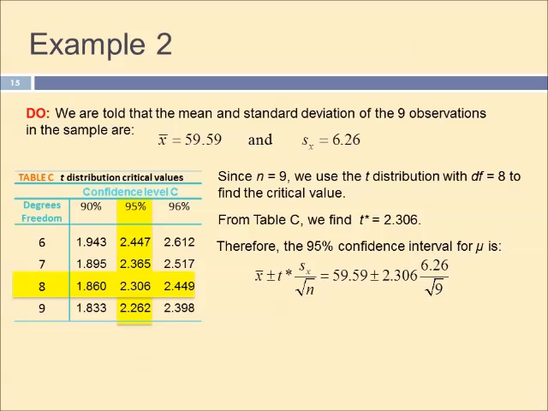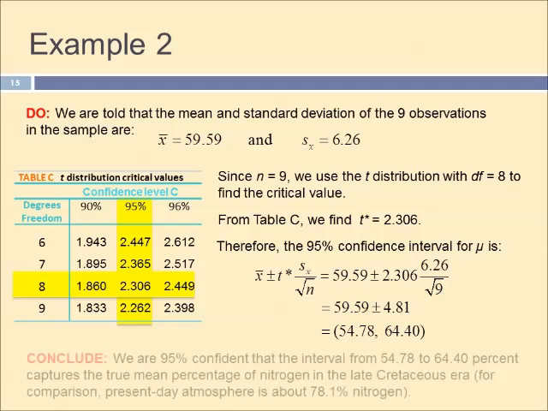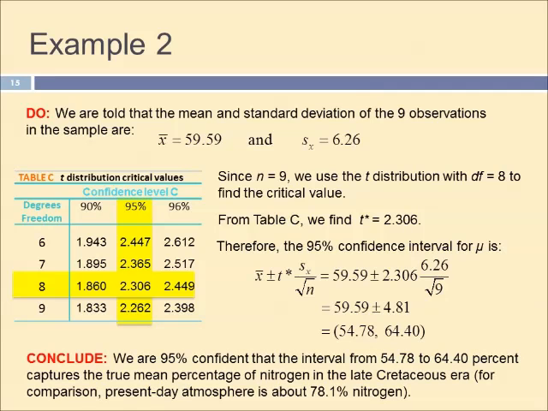And then we can crank out the numbers and do the calculations, and we get a confidence interval. So we conclude we are 95% confident that the interval from 54.78 to 64.40% captures the true mean percentage of nitrogen in the late Cretaceous era. So just by way of comparison, present-day atmosphere is about 78% nitrogen. Quite a difference.